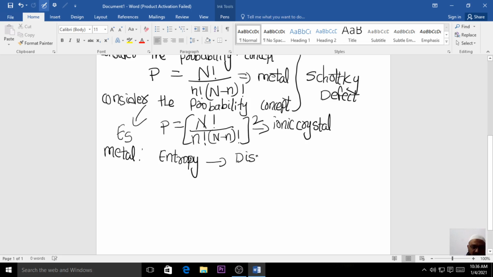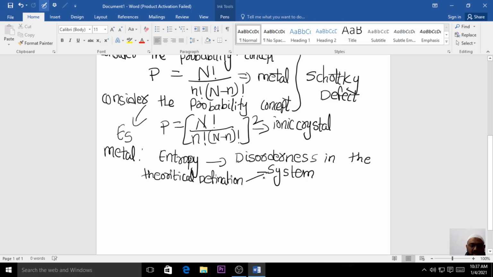This is what we call the disturbance which is created in the metal or ionic crystal. Disorderness in the system is your entropy. I think everybody has an idea about entropy. This is the theoretical definition: disorderness in the system. And how will you write it mathematically?